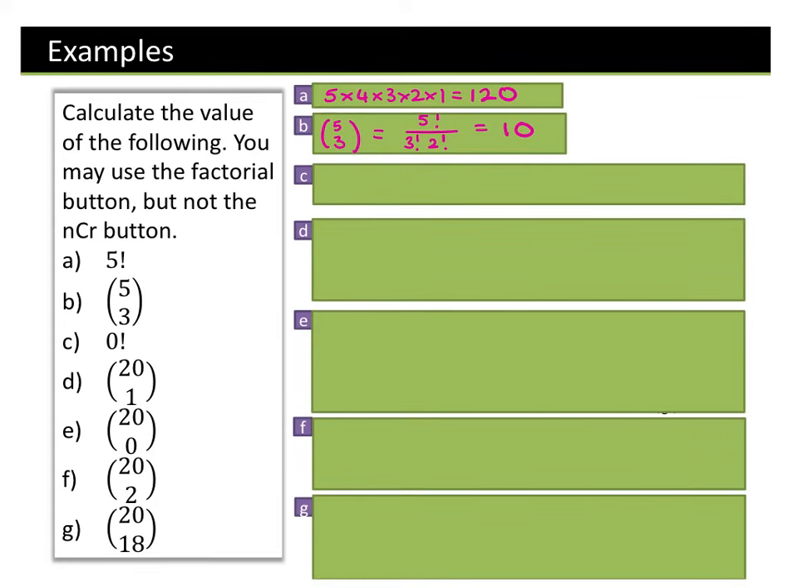Okay, so 0 factorial, you'll find when you put this into your calculator, you get the answer 1. Now this is going to become a bit more apparent as to why, when we have a look at a question where we're going to have C choose 0, which is E. Okay, so we'll come to that in a second. So for D, we're going to have 20 choose 1. Okay, how many ways are there?